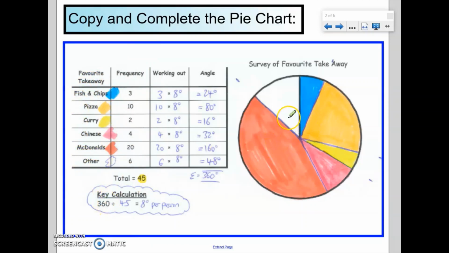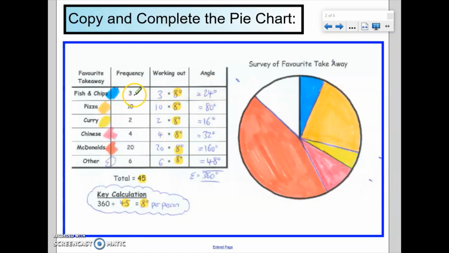Because we're dealing with a pie chart, a full circle, I've used 360 divided by my frequency total, which told me that every 8 degrees represents one person in the pie chart. So I've used that 8 degrees for each of my calculations, multiplying that degree by the frequency to find the size of the angle of each sector.